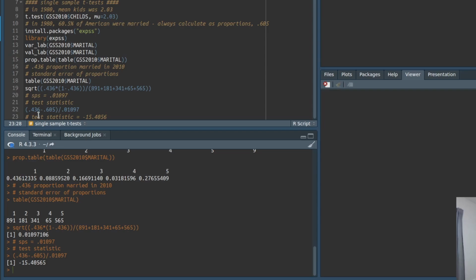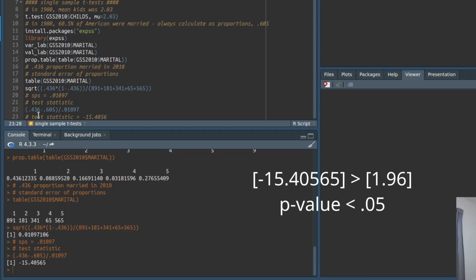We would compare that to critical values from a t-distribution table. That is going to be based on your alpha, so your cutoff, typically a 95% or an alpha of 0.05, and your sample size. Our sample size is big enough at this point that I can confidently say my critical value is going to be 1.96. I always like to use absolute values, so I would compare the absolute value of my test statistic, 15.4056, versus 1.96, whichever is bigger, again, absolute values.